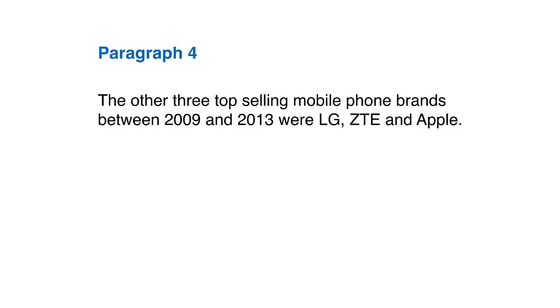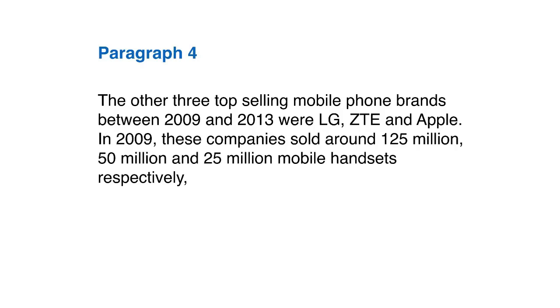Let's look at what I wrote then. The other 3 top-selling mobile phone brands between 2009 and 2013 were LG, ZTE and Apple. In 2009, these companies sold around 125 million, 50 million and 25 million mobile handsets respectively. Respectively is a good word to use there when we're ordering the 3 figures that have come before.